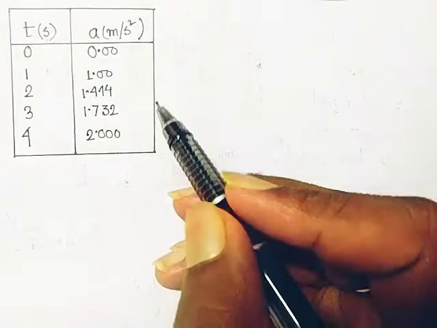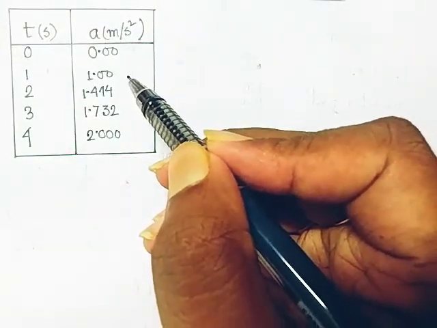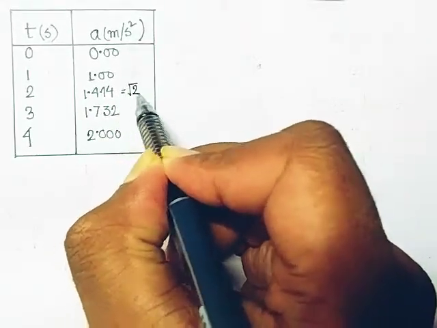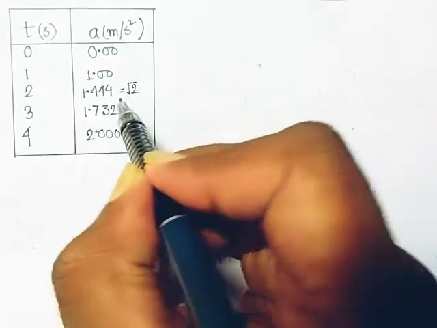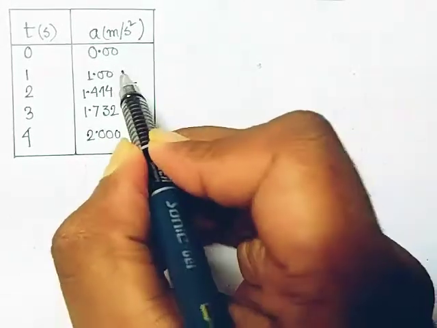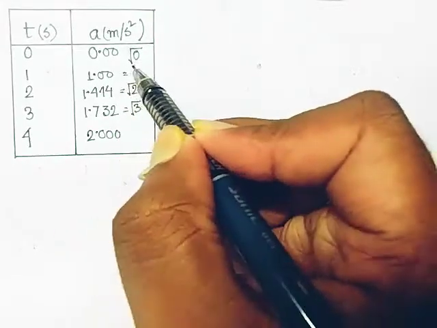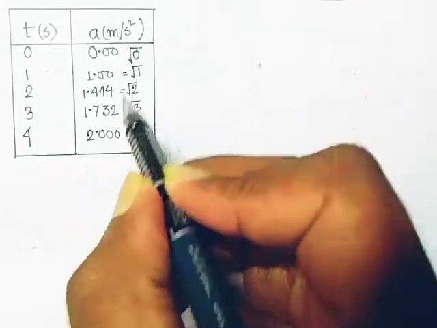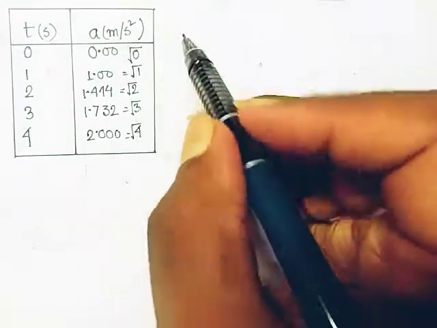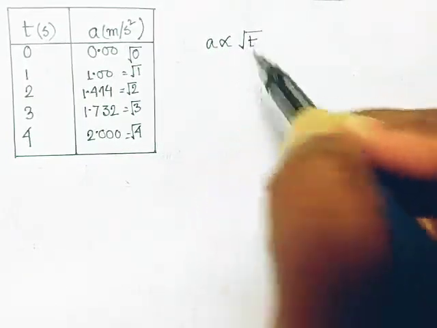Here it is taken up to third decimal places, but if you love mathematics, then you understood that 1.414 is the approximated value of root 2 and 1.732 is the approximated value of root 3. So if I analyze this, we can say it is root of 0, root of 1, and root of 4. So from it we can say the acceleration is proportional to root t.